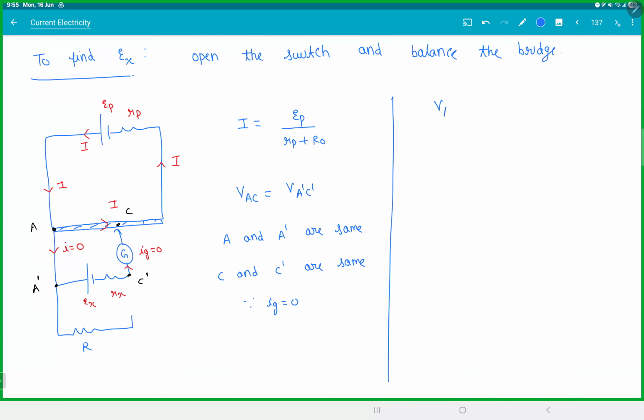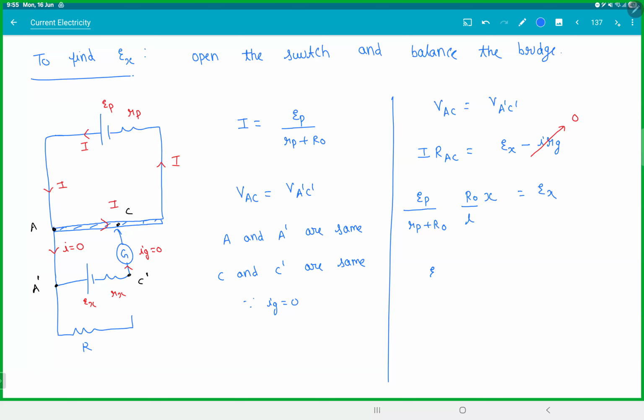Therefore, voltage across AC is equal to voltage across A dash, C dash. What is voltage across AC? Current into resistance across AC. What is this? EX minus I into RG. But this term is 0 since I is 0. Capital I is nothing but EP by R prime plus R naught. RAC is nothing but resistance per unit length into X is equal to EX.